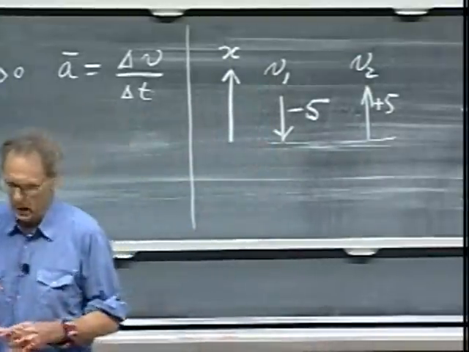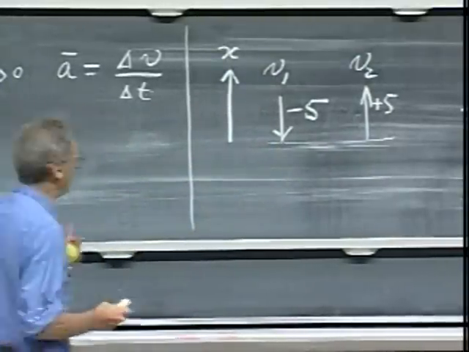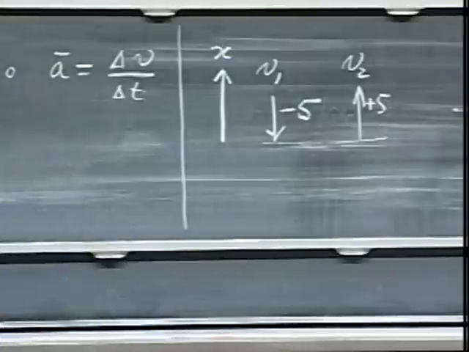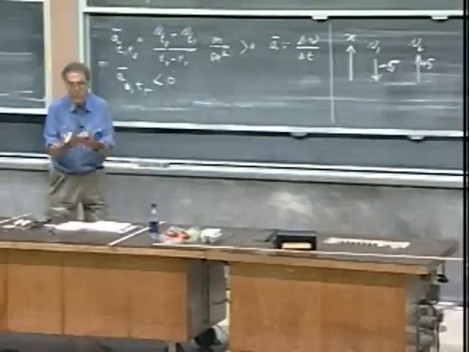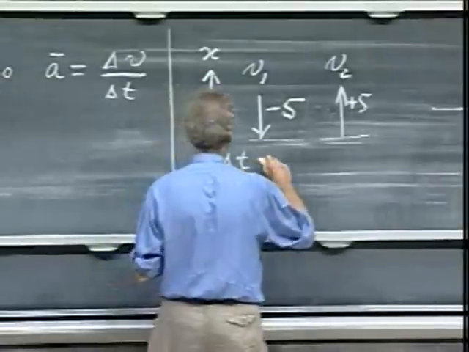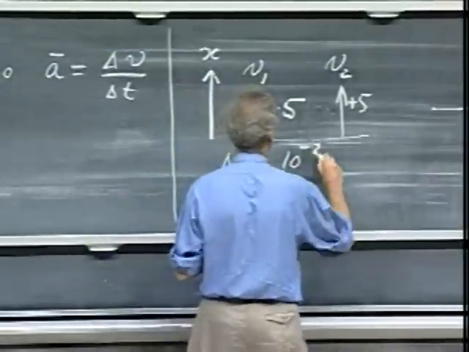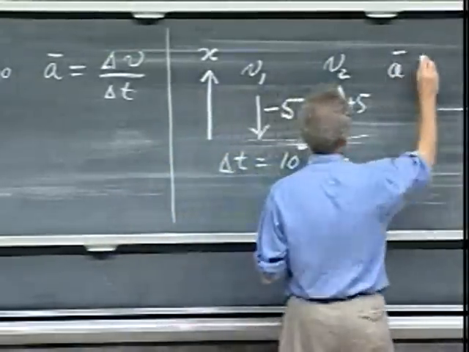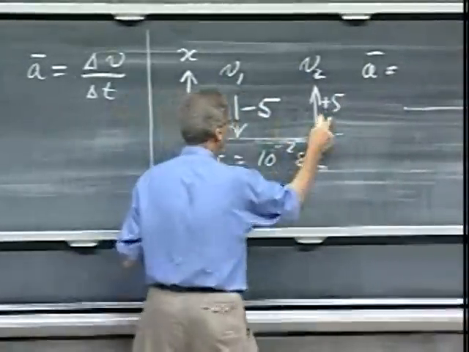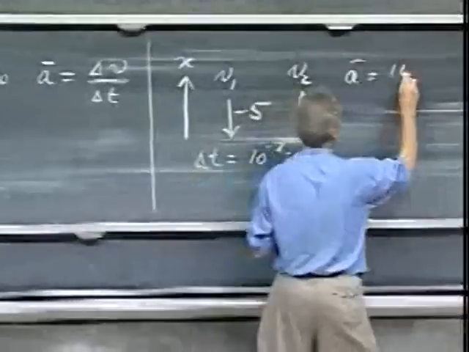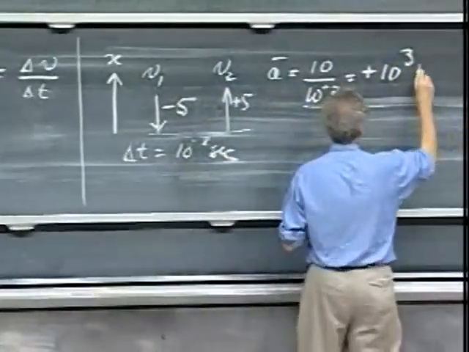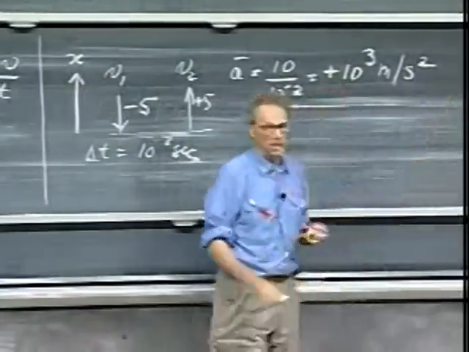So what now is the average acceleration? Well, I would have to know the time that it takes for this change in direction. We call that the impact time. I would say in this case, the impact time delta t is probably about a hundredth of a second. And so my average acceleration would be v2 minus v1, that is plus 5 minus minus 5, that is 10, divided by 10 to the minus 2, and that is plus 1,000 meters per second squared.